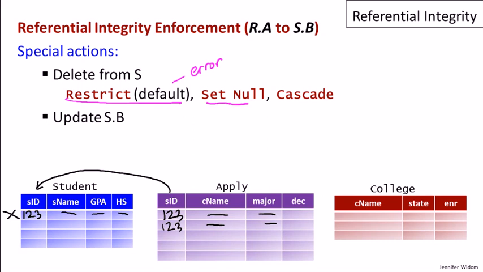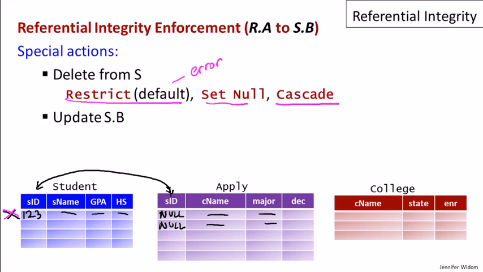The 2 other options are a little bit more interesting. One of them is called set null. What set null says is if we delete a tuple in a referenced table, then we don't generate an error. Rather, we take the referencing tuples, in this case these 2 tuples with 1, 2, 3, and we take away their SIDs and we replace those SIDs with null. This is considered acceptable from a referential integrity point of view to have nulls in the foreign key column. So that will occur automatically.